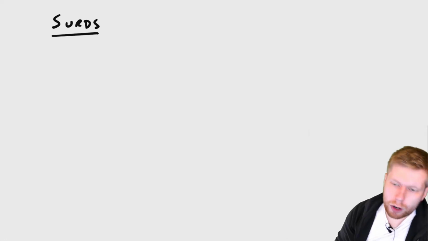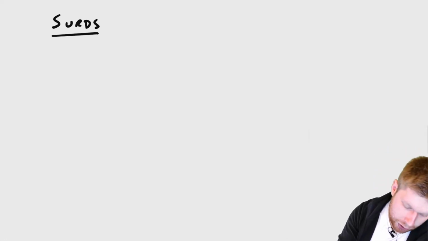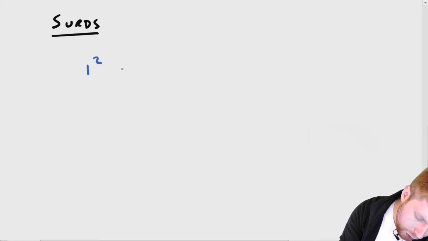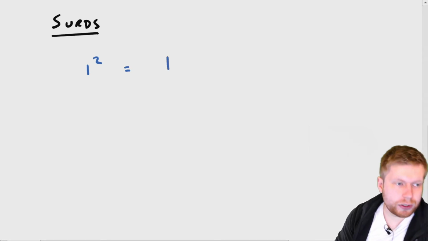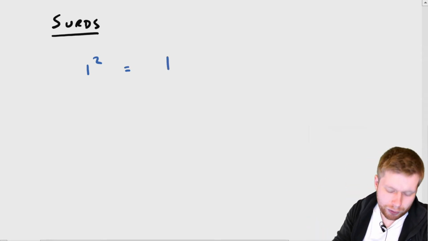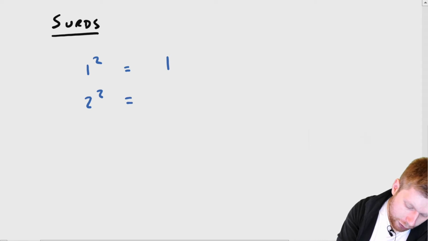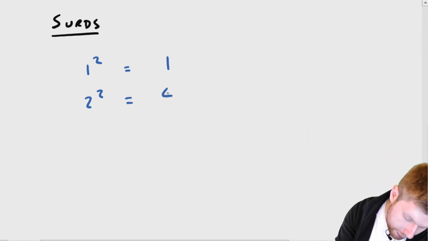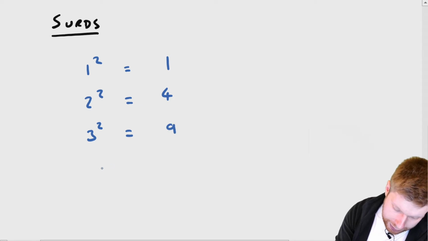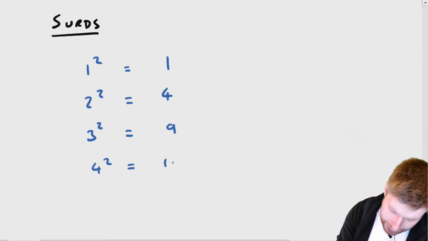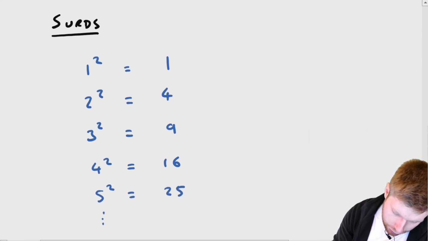Okay, if I talk about squaring something, if I say to you 1 squared, what does that equal? Well, hopefully you'll tell me that's 1. It simply means 1 times 1, right? If I ask you, what does 2 squared equal? That means 2 times 2, so hopefully you tell me that's 4. If I tell you 3 squared, hopefully you tell me that's 9. And 4 squared equals 16. And 5 squared equals 25, etc.